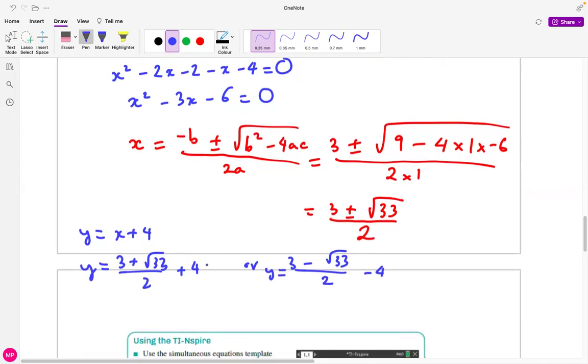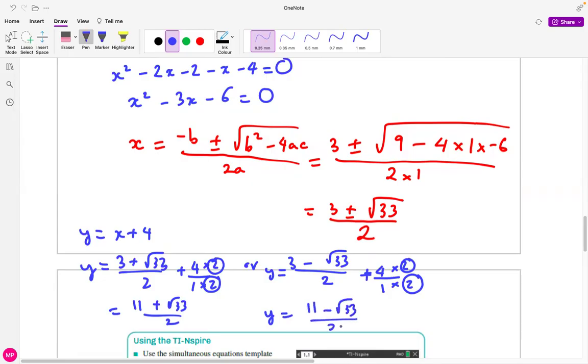Then you can make them the same denominator. So times by 2 here, so you get 8. So make it over 1 times 2 times 2. So 4 times 2 is 8. 8 plus 3 is 11. 11 plus root 33 over 2. Or make it over 1 here, times 2 times 2. So 3 plus 8 is 11 minus root 33 over 2.